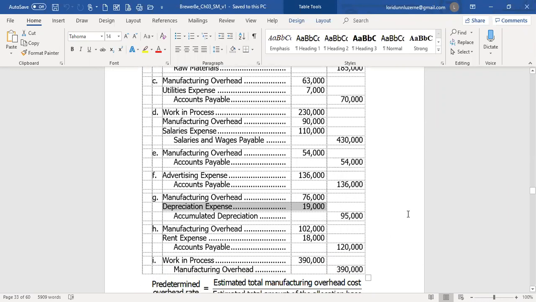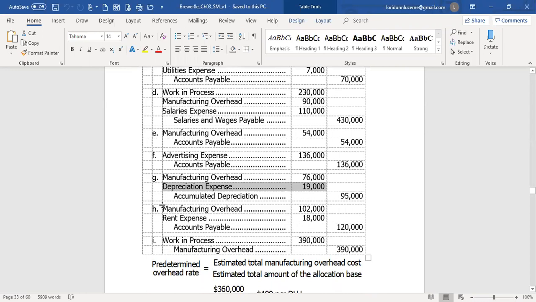In H, rental costs incurred on account, $120,000. 85% related to the factory facility. So there was some kind of rent that needed to be paid that related to the factory. So that 85% is debited to manufacturing overhead. The other 15% relates to selling and administrative. So that's a normal rent expense. And then we credit accounts payable for $120,000 because it was on account.